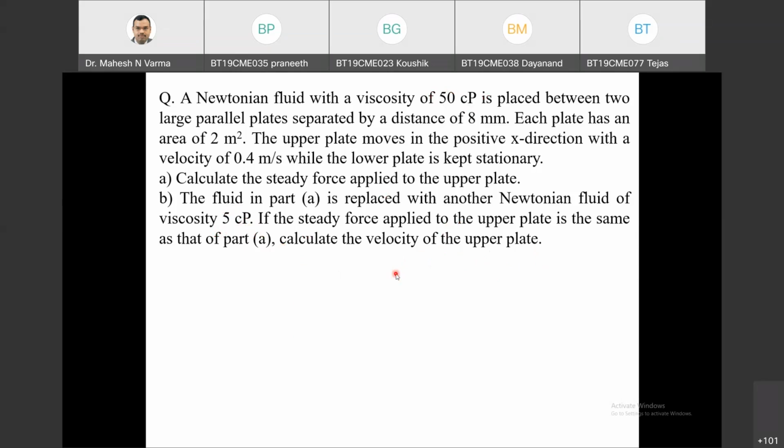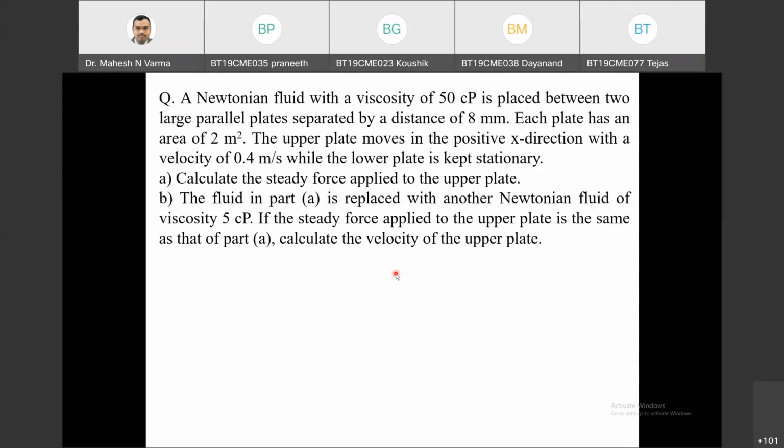Roll number 116, Abhineet. Roll number 100, Ankur. Yes, sir. What will be the velocity in part B?